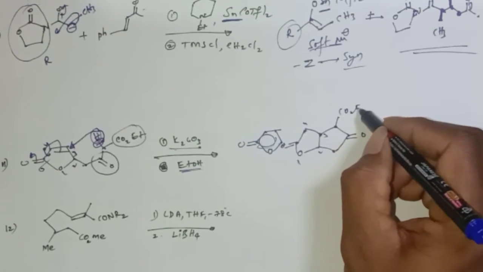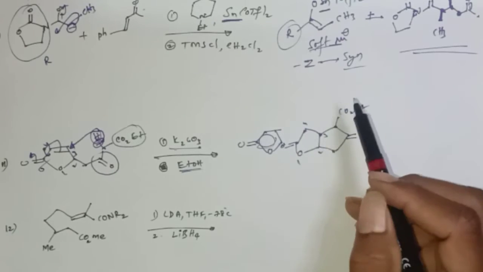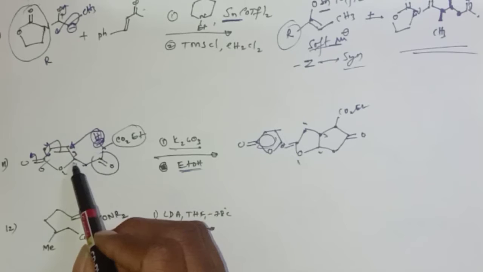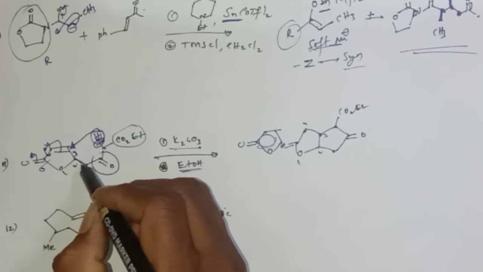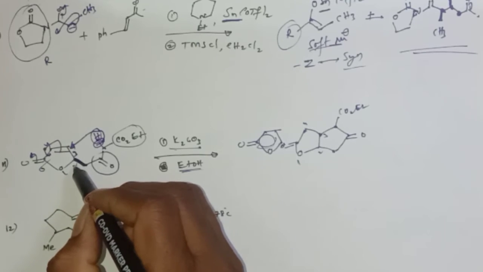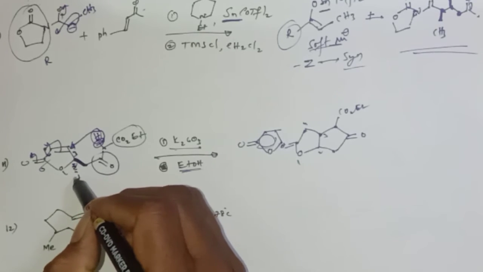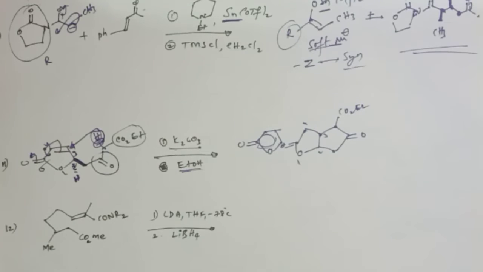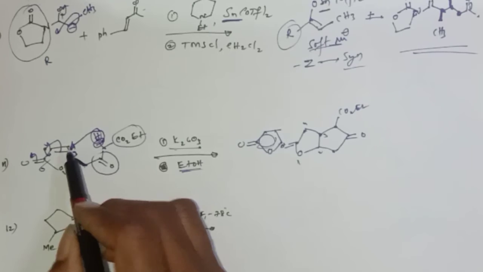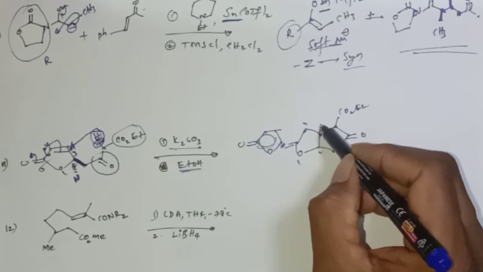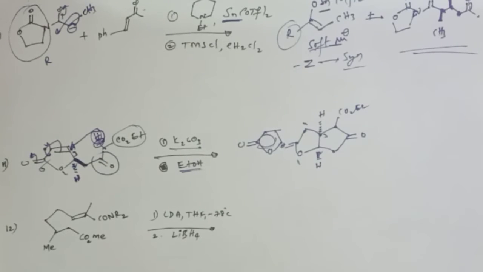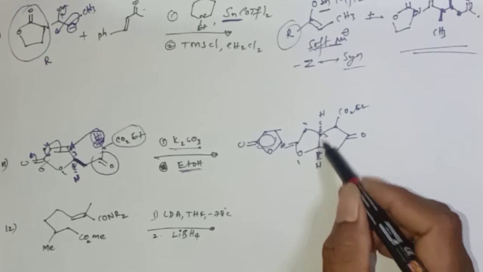So it is CO2Et, but here the stereochemistry is what happened. Okay, generally when, for example, this bond is above, then the hydrogens are below, this hydrogen is below. Okay, now this above carbon attacks on the above side only, hence we will get the hydrogens below the plane. Okay, so this is the stereochemistry.